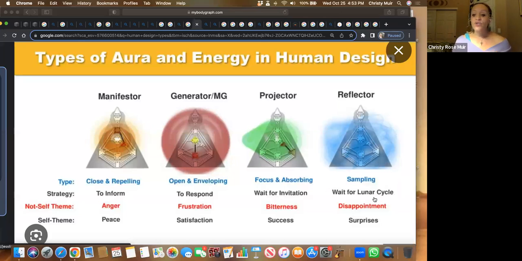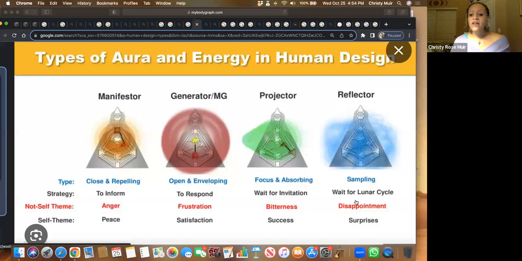Their strategy is to wait for a lunar cycle. So if a reflector is presented with an opportunity or some sort of decision needs to be made in their lives, the strategy that they are meant to follow is to sit on that decision for a month. And the reason is, in that month's time, all of the planets are going to move, or the moon actually is going to move through all 64 gates of the body graph. And it's going to give the reflector a chance to really feel who they are as they move through this lunar cycle, as the moon lights up all of the different gates in the body graph. And as that energy moves and cycles through them, they gradually arrive at clarity about their decision.